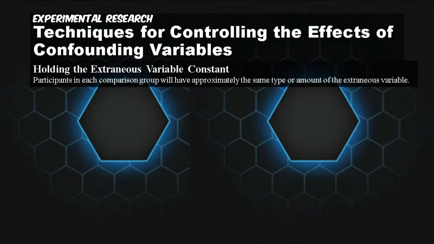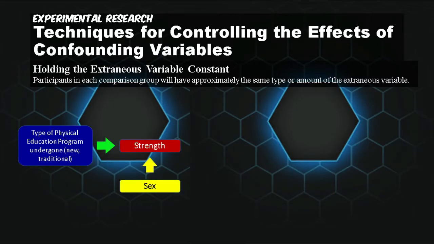Another technique, that's holding your extraneous variable constant. Let's provide again an example to illustrate. Our independent variable in this example is type of physical education program undergone. So there are two types of physical education program. We have new or traditional program. We want to explore its causal relationship to our dependent variable, strength. Which program results in better strength, perhaps among athletes?